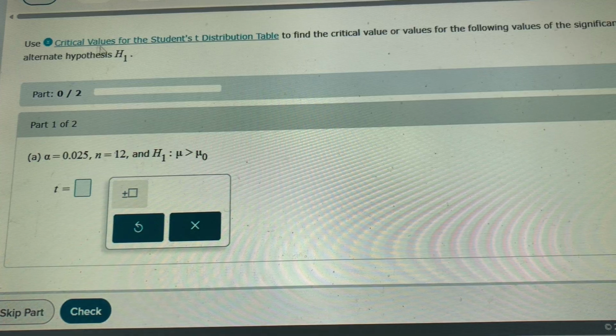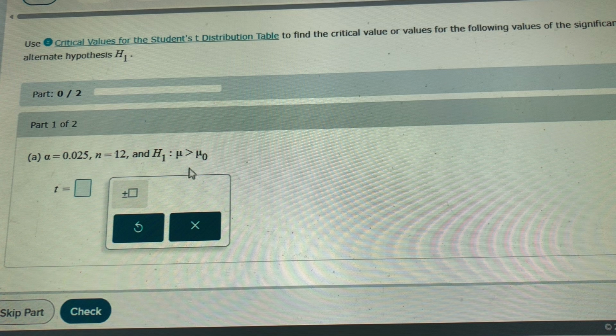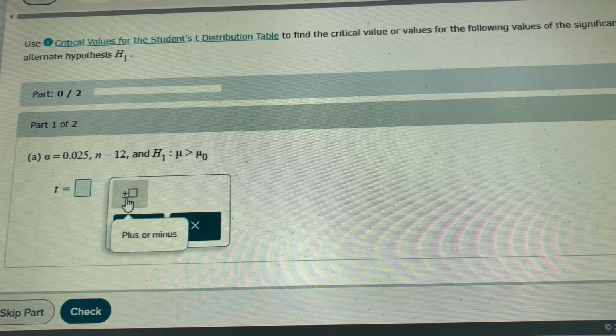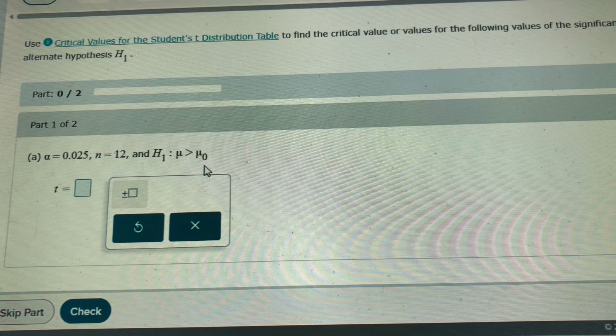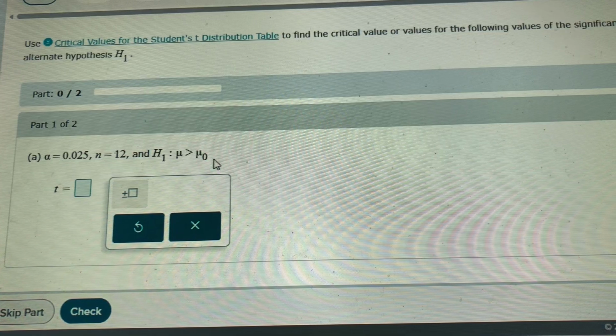So here they want me to do critical values for the student t's distribution table. We're told in part 1 that alpha is 0.025, n is 12, and the alternative hypothesis is a greater than situation. Whenever you're doing confidence intervals, critical values are automatically positive. When you do hypothesis testing, they can be positive, negative, or both, like they have right here, plus or minus. If the alternative is greater than, you get a positive critical value only. If it's less than, you get a negative only. And if it's not equal to, then it's plus or minus.